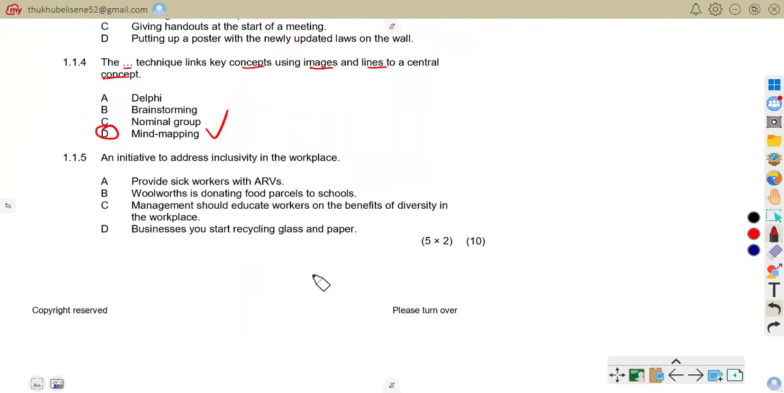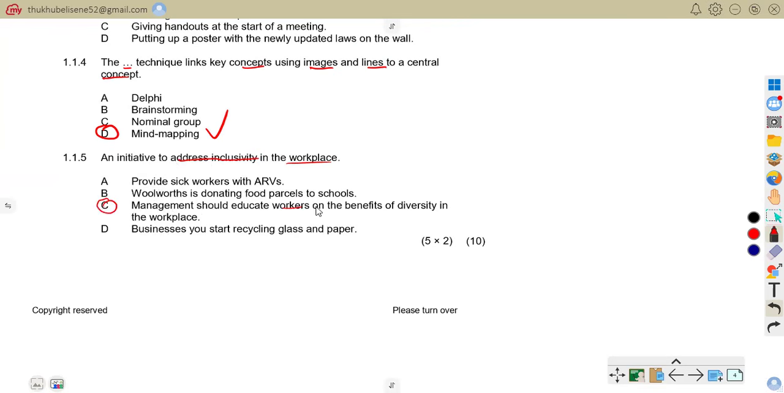Good people, great hands. Let us now attend to 1.1.5, an initiative to address inclusivity in the workplace. Meaning we are talking about what? Diversity in the workplace. Like the other questions, we are given 4 options and we have to choose the correct answer out of the 4 given. And the correct answer is C.